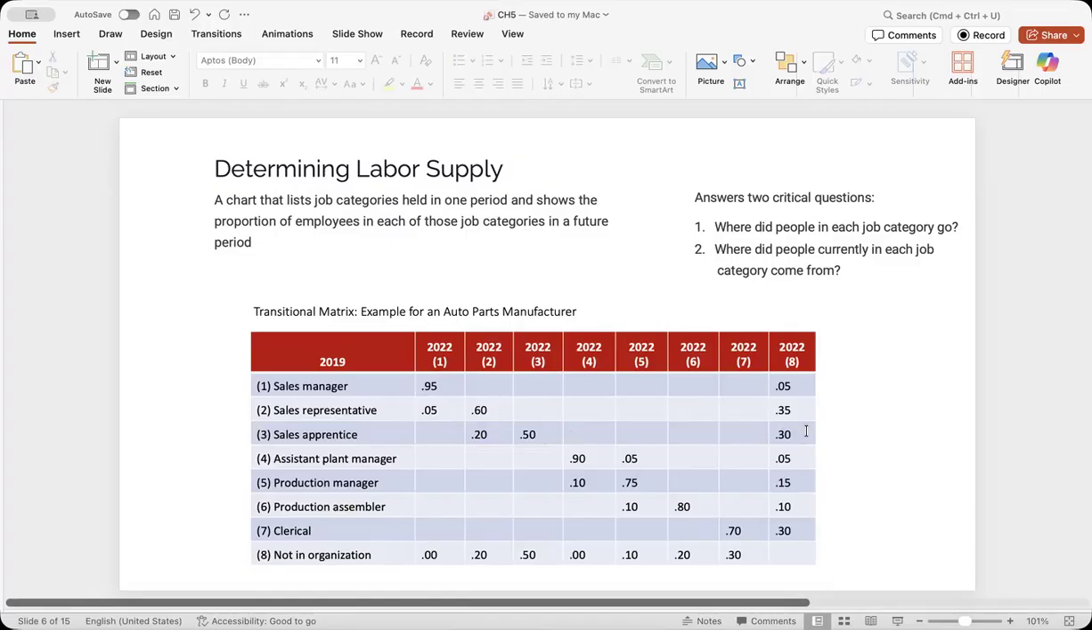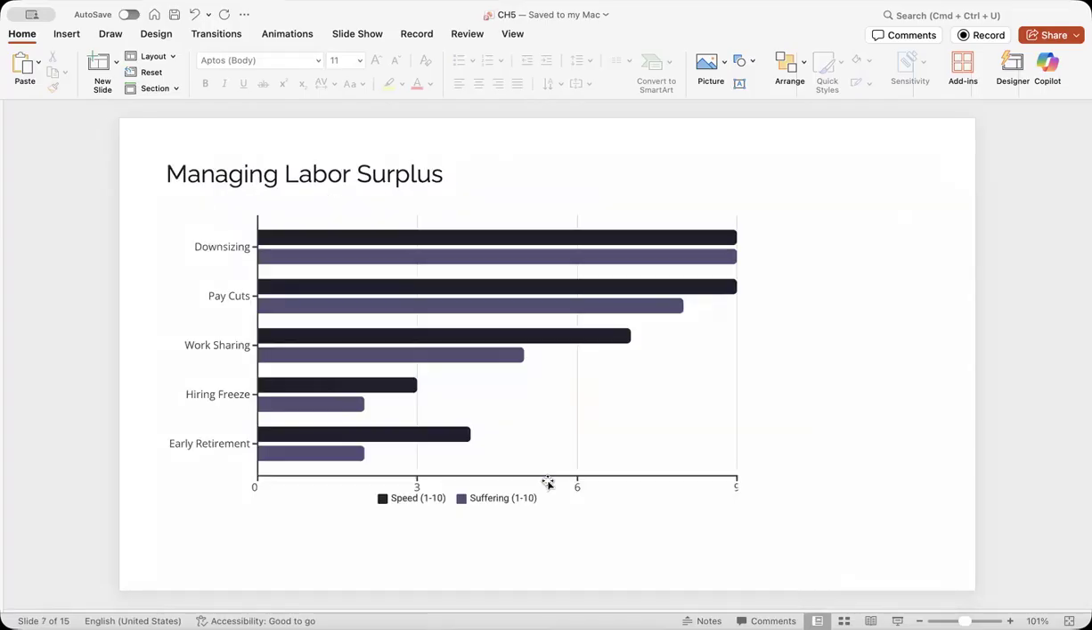What this will show you is what percentage of our employees in a specific role are leaving the organization, and what percentage of them have either moved up or moved down. So this is a great thing. What this answers is, where did people in each job category go, and where did people currently in each job category come from? Okay. So this is a great tool for organizations to use.